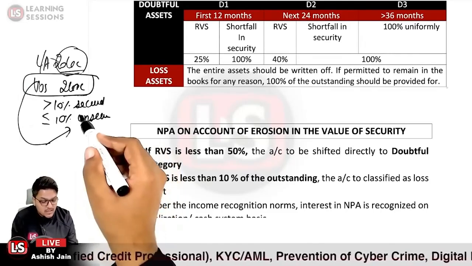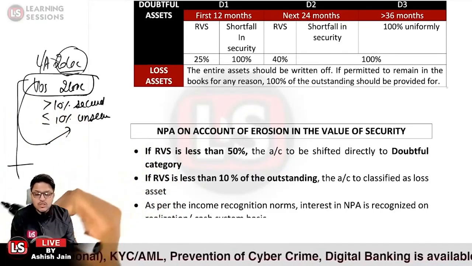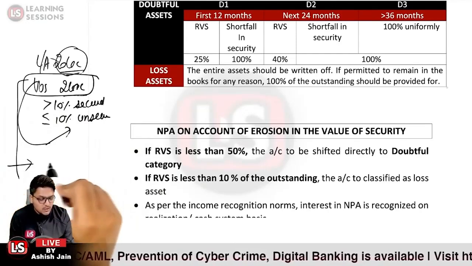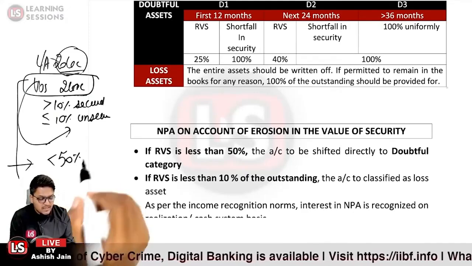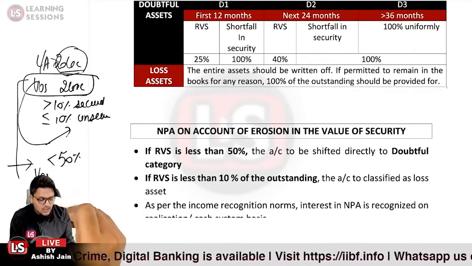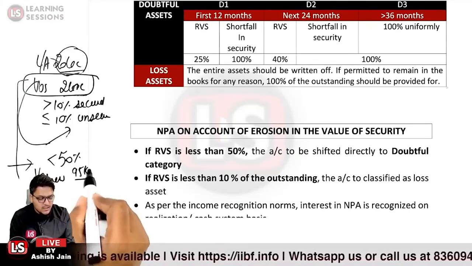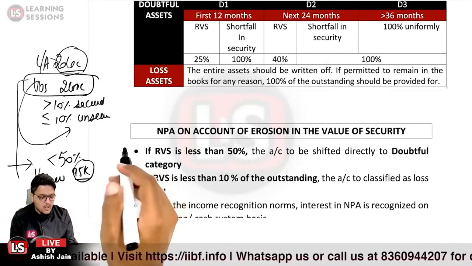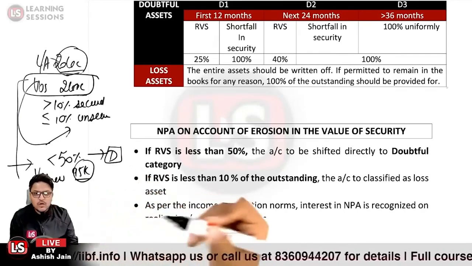Okay. Now let us take the case that there is erosion in the value of the security, and the value of security is lesser than 50%. Let us take the case that the new value of security is now equal to 95,000. Now it will be transferred to the doubtful category.